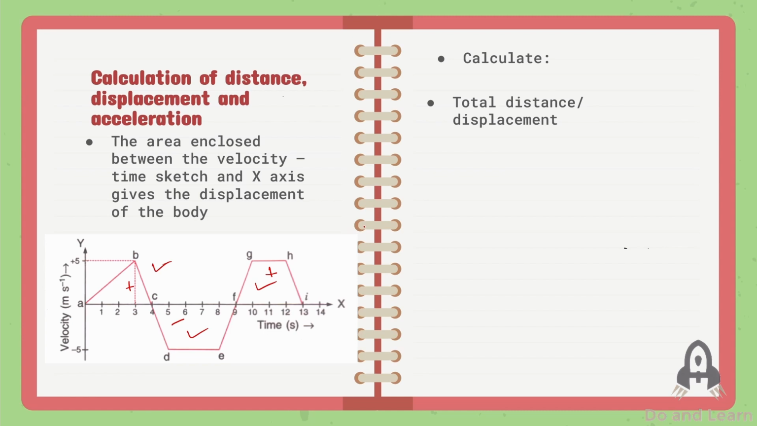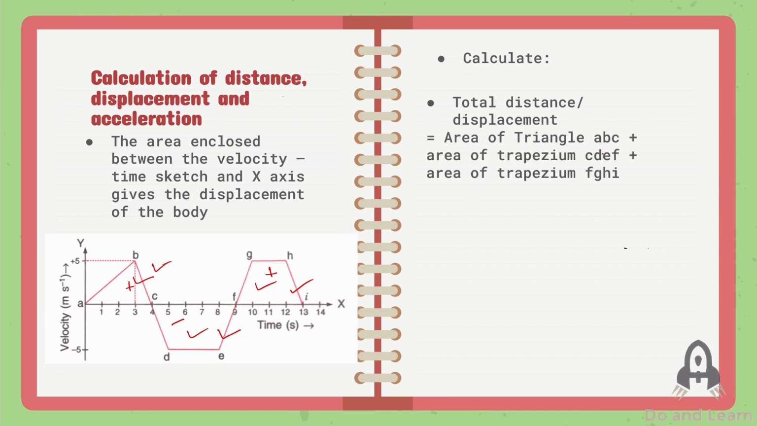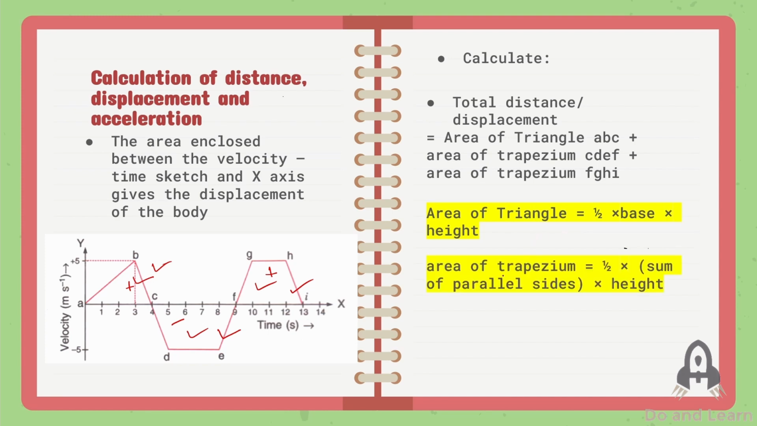As I told you, the area enclosed between the velocity time sketch and x-axis. That means the area of triangle ABC plus the area of trapezium CDEF plus the area of trapezium FGHI will give you the total distance and displacement. We have the formula to calculate the area of triangle, that is half base into height, and area of trapezium, half sum of parallel sides multiply height. Let us calculate.